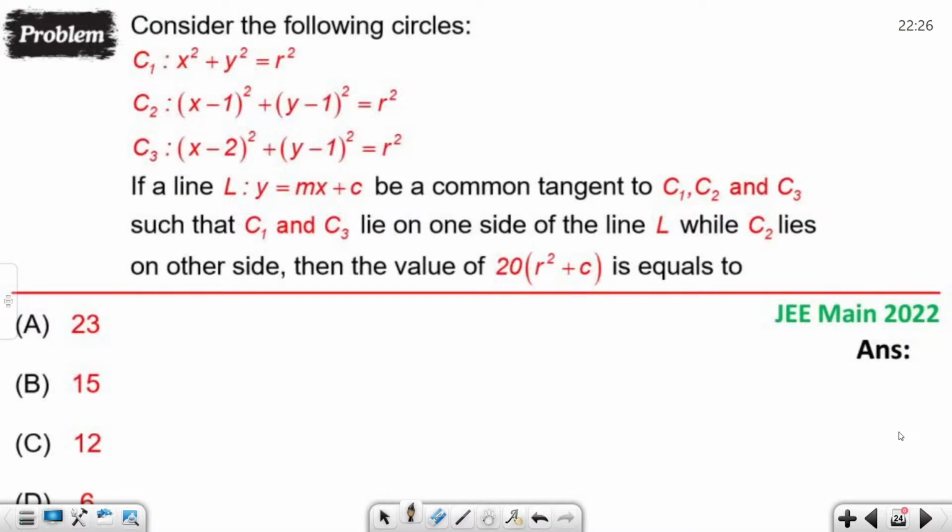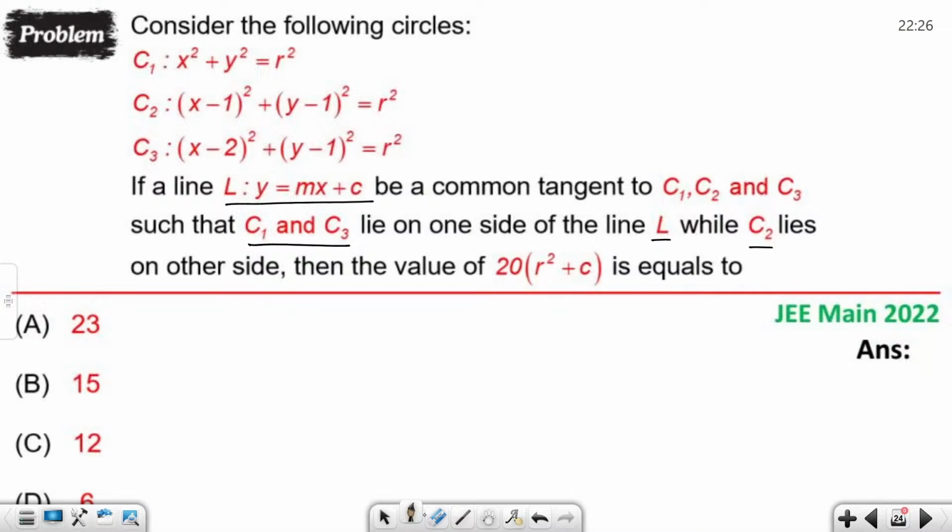This came in JEE Main 2022. It's a very interesting sum. Now, 3 circles are involved. 3 circles are given, and a line is given, which is a common tangent to C1, C2 and C3, but such that, now a condition is coming, that C1 and C3 lie on the same side of the line L, and C2 lies on the other side of that line.